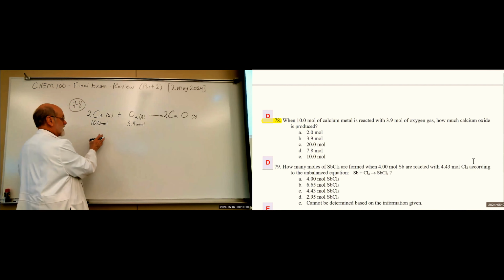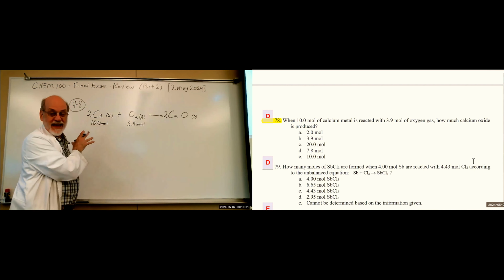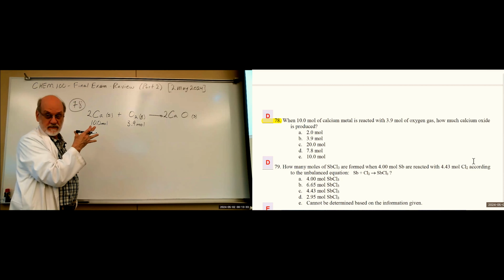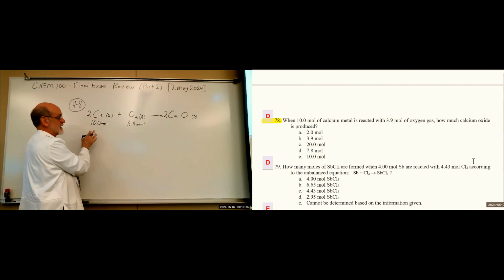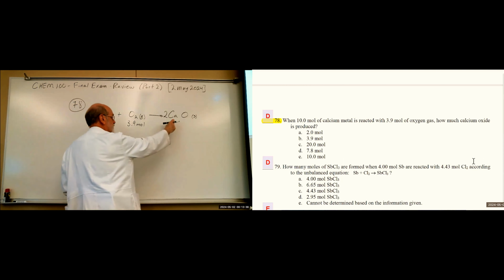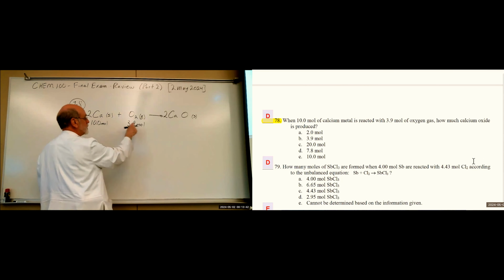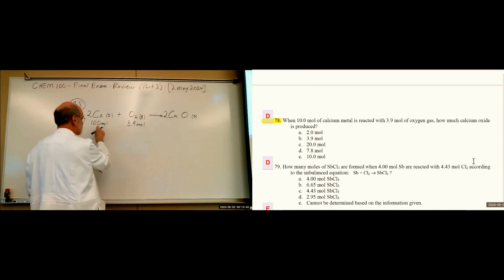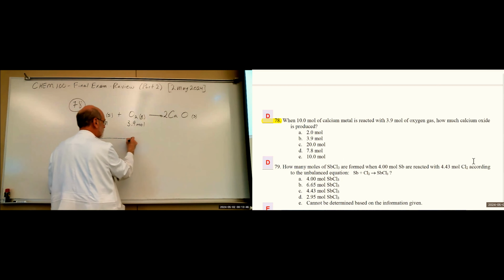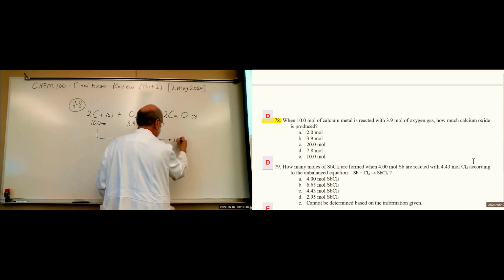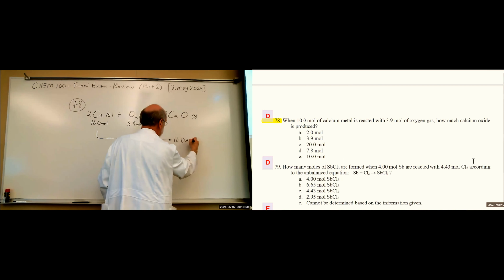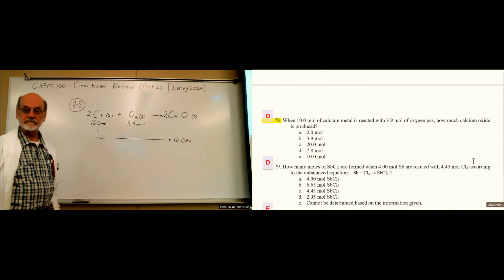One way is to say, all right, if all of that calcium is used, in other words, if this is limiting, then how much of this does it produce? Well, 10 moles, since the ratio is 2 to 2, then 10 moles of this will produce 10 moles of product.